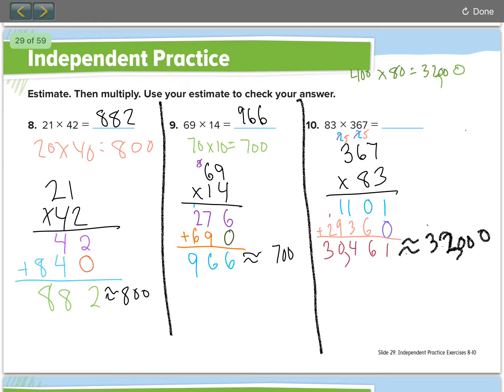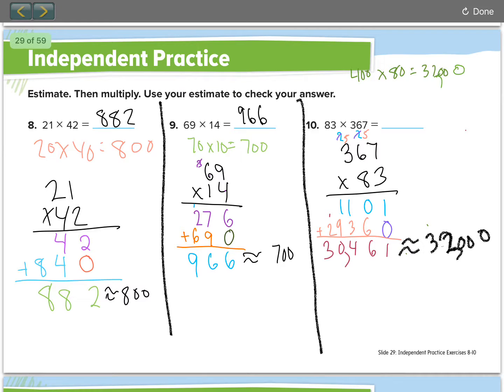In number 8, I'm multiplying 21 times 42, and I can estimate that with 20 times 40, which is 800. So first I'm going to multiply my ones column, which has a 2 in it. So 21 times 2 is my first problem, and that's 42. Before I multiply the tens column, which has a 4 in it, I place a 0 in the ones column because that's not 4, that's 40. Now I'm going to multiply 21 times 4, and I get 84. When I find the sum, it's 882, which is close to my estimate of 800.